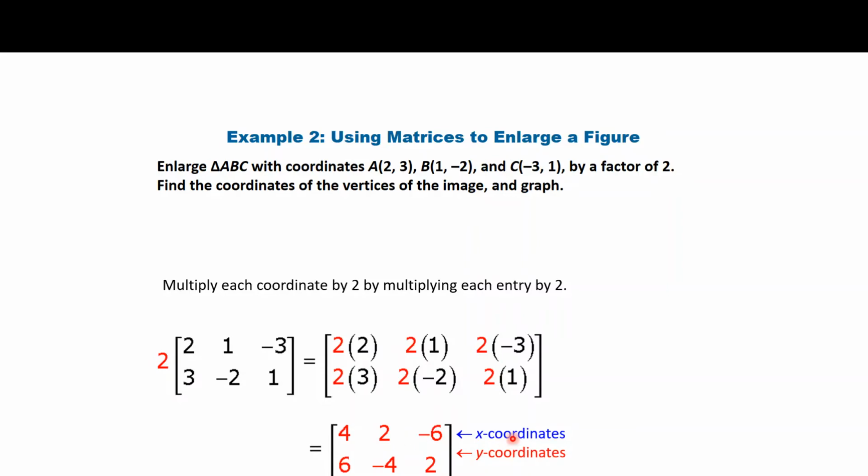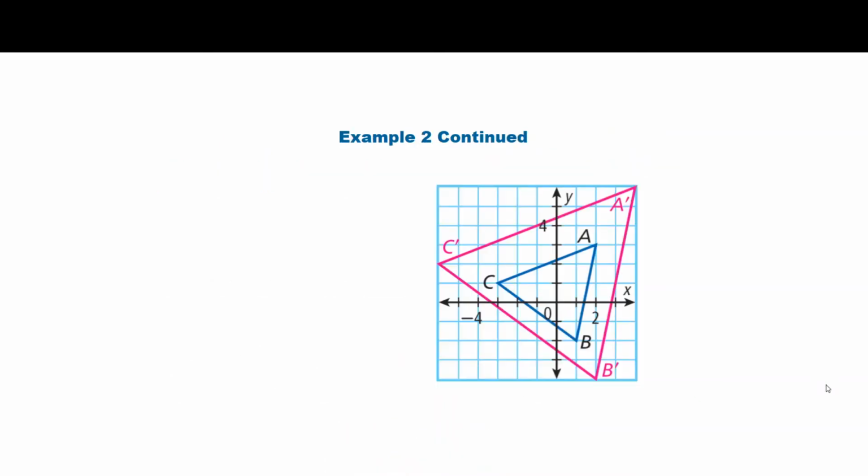All right, when we multiply all that out, 2 times 2 is 4, 2, negative 6, 6, negative 4, and 2. So now remember, our top row is our x coordinates, our bottom row is our y coordinates. So here are our new points for our new vertices. All right, and when we plot them out, you can see that our original image has been enlarged by a factor of 2. So our original image, remember, is called the pre-image, and the new image is labeled with all the primes on it. All right. So A prime, B prime, C prime, the image of ABC has the following coordinates, and you just plot them on there, and there you go.